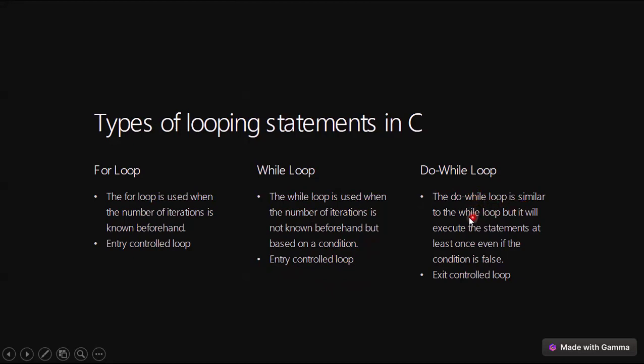The third type of loop is the do while loop. The do while loop is similar to the while loop, but it will execute the statements at least once, even if the condition is false. So the do while loop is an exit controlled loop. The looping statements will be executed at least once, then only the condition is checked.